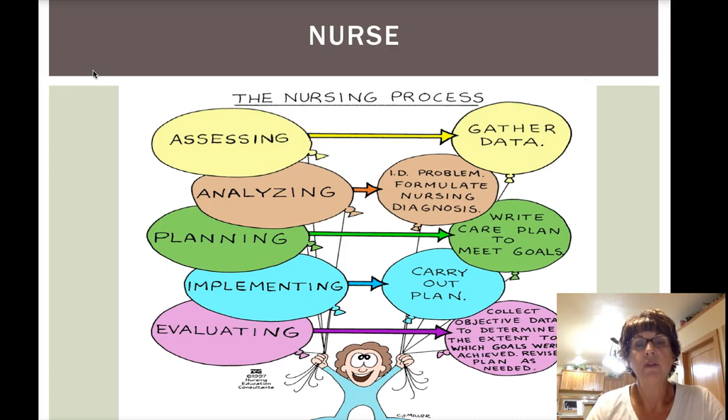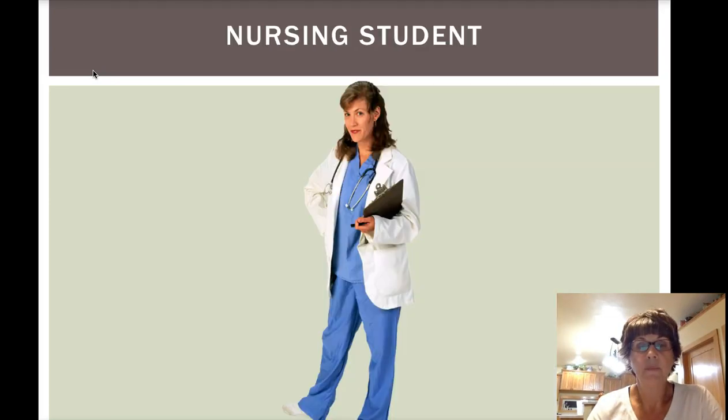So what is the nursing process? The nursing process has to do with assessing and gathering data, analyzing it, so identifying problems and formulating nursing diagnoses, not medical diagnoses, but nursing diagnoses. Planning, so writing the care plan to meet the goals with the patient as a part of the plan, and then implementing, so carrying out the nursing interventions that you've put in your plan. And then at the end, evaluating, so collecting data again, so it moves back to assessment, to determine the extent to which goals were achieved, and then revise our plan as needed.